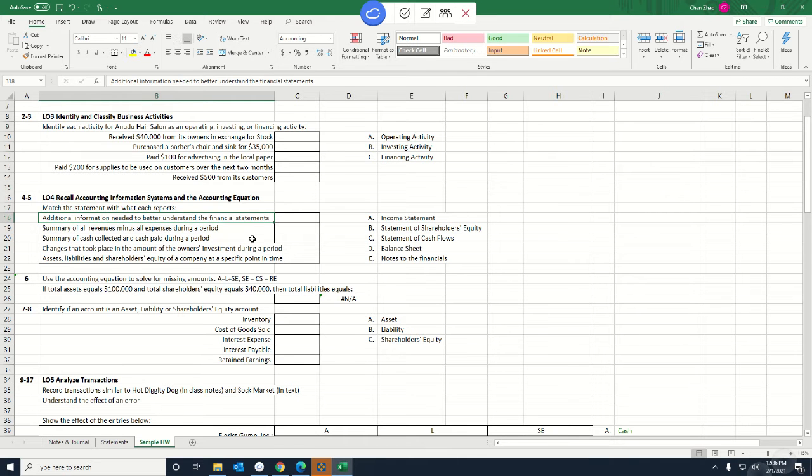Okay. Match the statement with what each reports. It helps you to understand what each statement does. Okay. You can use iClicker to answer these questions. I will just give 30 seconds, just think it quickly, and then answer the question.